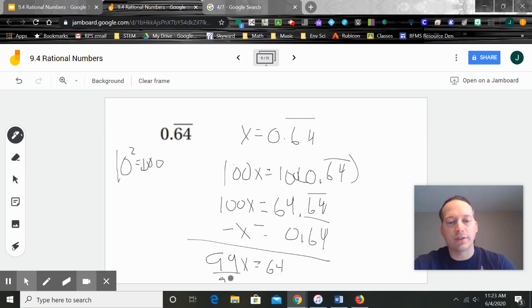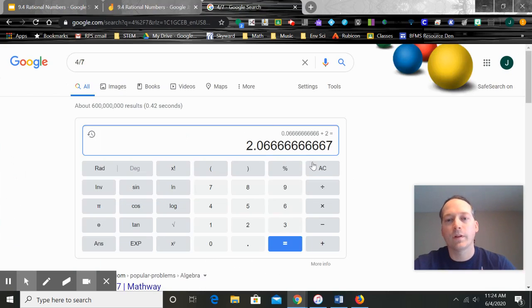So now I divide both sides by 99. x equals 64/99. And put it in there. 64 divided by 99 is 0.646464 repeated.